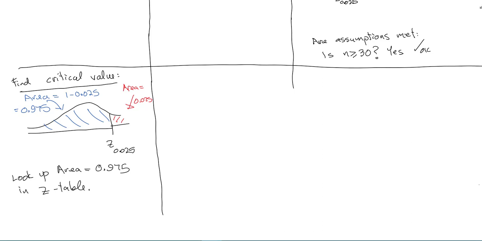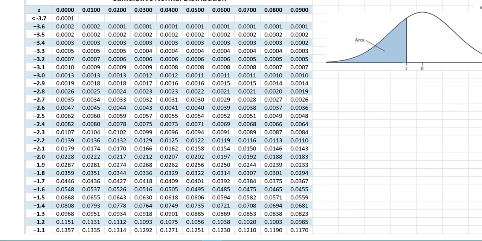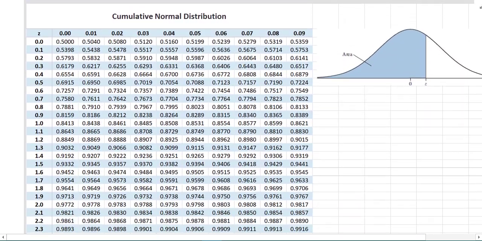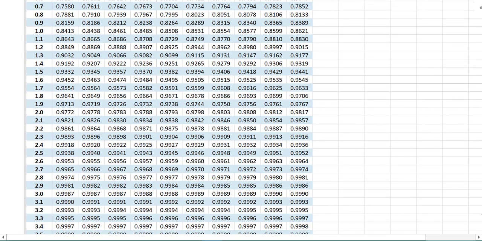Okay, so let's go to our normal table. Let me go down to the positive z-score region because we're looking for 0.975. So where is that? We want to get as close as we can. You may not hit it perfectly. Ooh, it looks like we do hit it perfectly. Looky there. That's not always going to happen. As we've talked about before, if it ends up about halfway in between, just split the difference. If it's much closer to one than the other, then choose the closest.